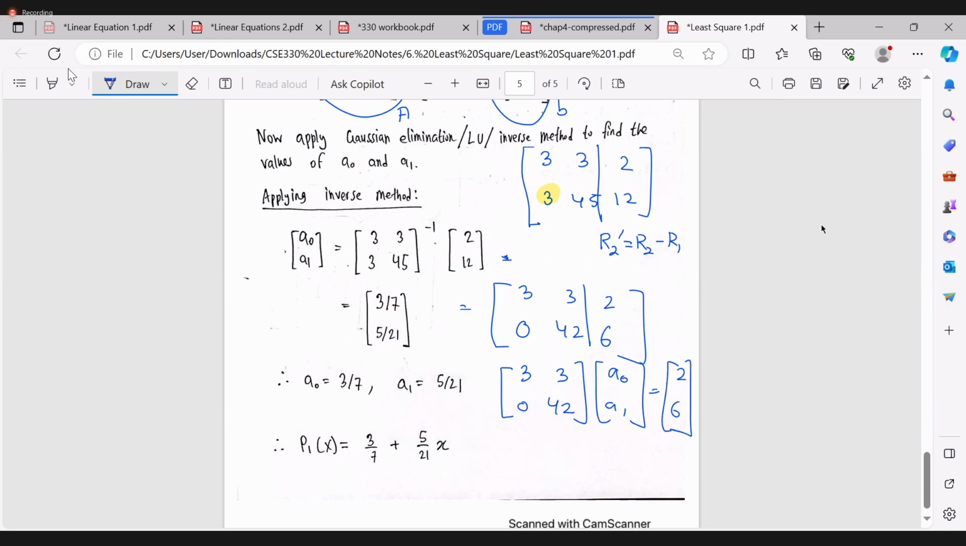The example in the handnote is using the inverse method. I'm using the Gaussian elimination method. So it's all the same, whatever you want to use. So A1 is equal to 5 by, sorry.